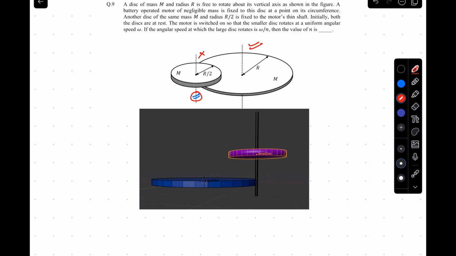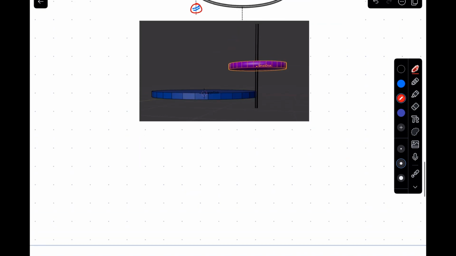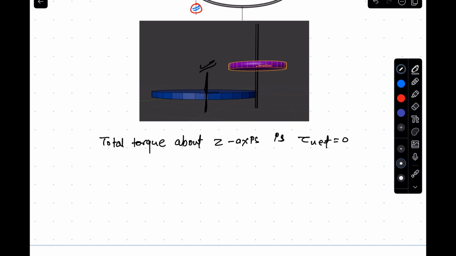Alright, so how do I solve this? Look, here you can see this is the same diagram. Here is our bigger disk, this one, and this is the bigger disk's axis of rotation. So we know that the total torque about the z-axis, and when I say z-axis, this one is the z-axis, tau net equals 0. So it means that the angular momentum L should be conserved. What was the initial angular momentum? 0. So it should remain 0.